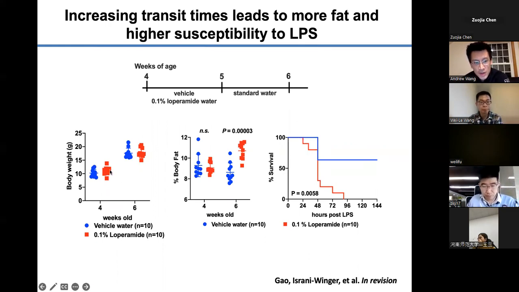And so you can see that the net effect of this is no change in the body weight, but that if we slow down transit time using a drug, we could now make mice slightly fatter. And we did verify with transit time assays that the drug did what we thought it did. And then in these mice that are slightly fatter, they were significantly more susceptible to LPS.